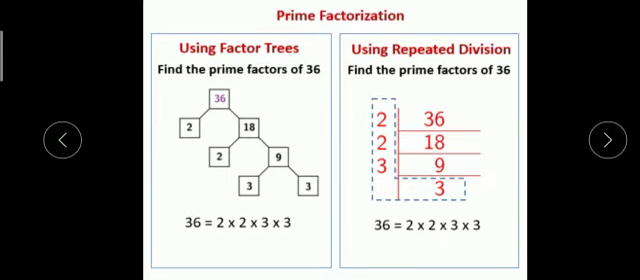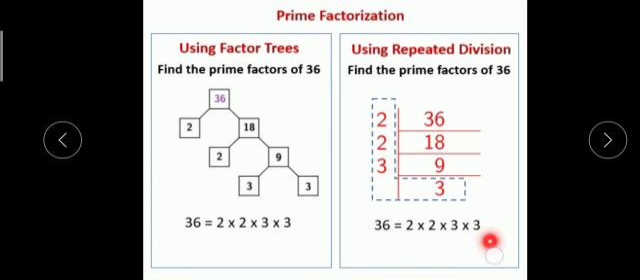With the division method, 36 we will write here. 36 is the dividend and it can be divided by 2. So 2 we will write here. Then the quotient will be 18. Again divide 18 by 2. The quotient is 9. Again divide 9 by 3. Then the quotient is 3. Hence the factors of 36 are 2 multiply 2 multiply 3 multiply 3.